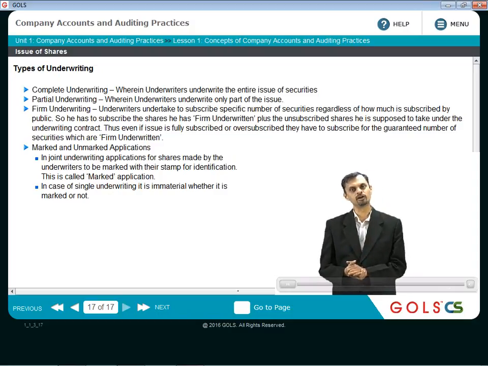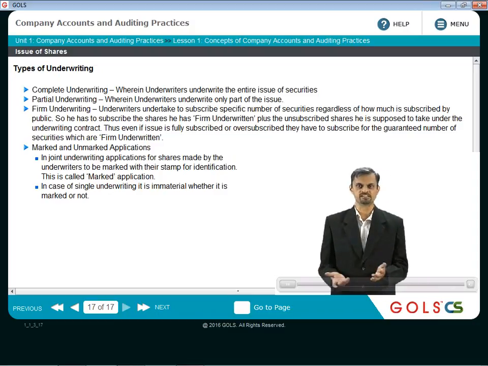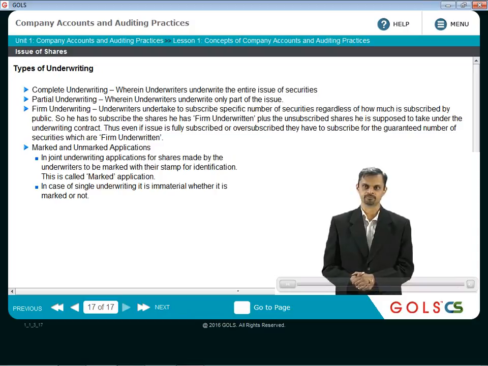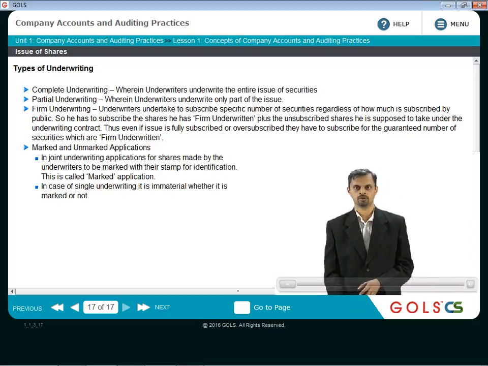These applications are called marked applications. In case of single underwriting, obviously this kind of marking is not required because anyway there is only one underwriter. So it is immaterial whether the applications are marked or not.